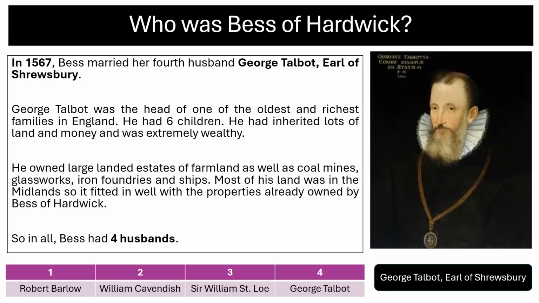Okay, now in 1567, Bess marries her fourth husband. He's called George Talbot. He's the Earl of Shrewsbury. And he's really powerful and wealthy. He's head of one of the oldest and richest families in England. So again, Bess is climbing up that social ladder.